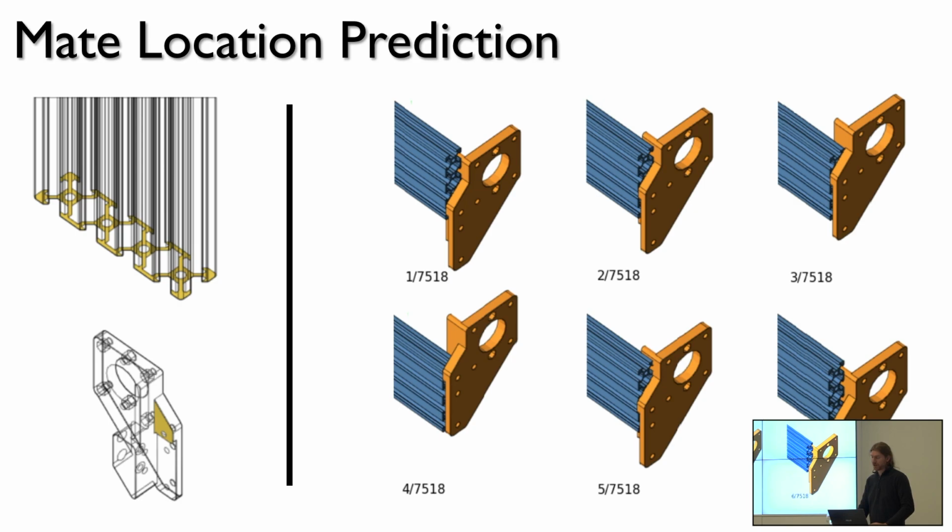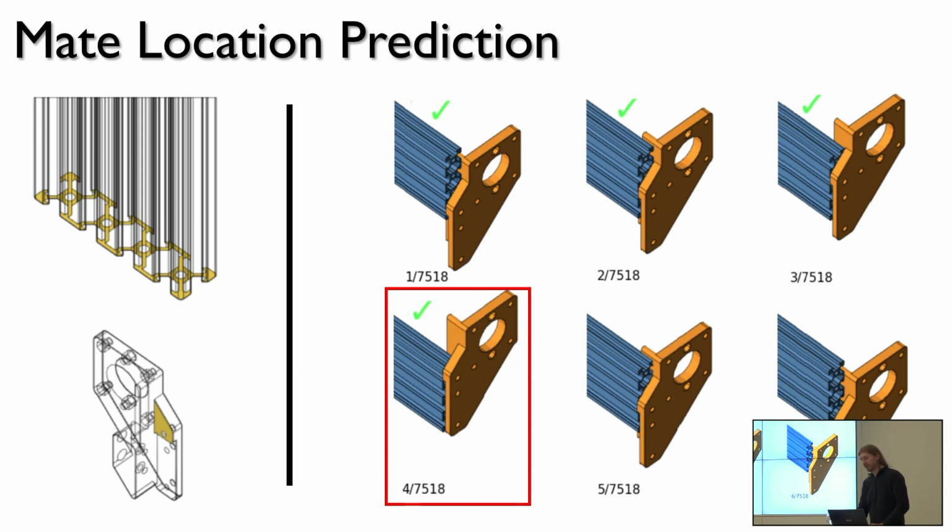And for the most part, our system wants to align circular bolt holes on each part, and in our dataset, these two parts are actually mated like this one, the 4th choice. But many more of these are reasonable choices to do. There might be some situation where you'd want this.